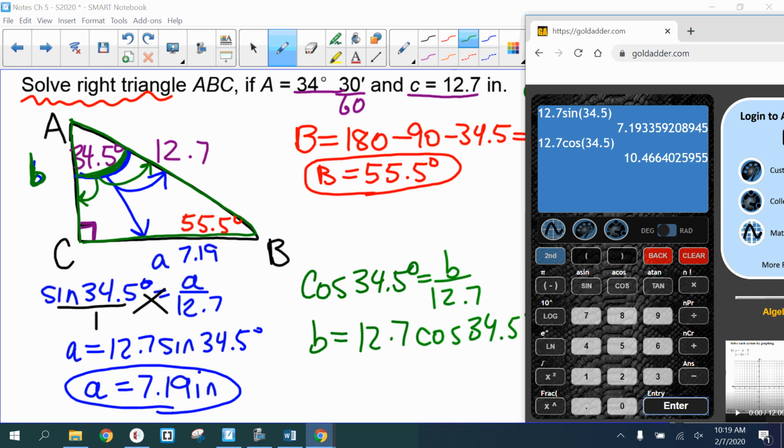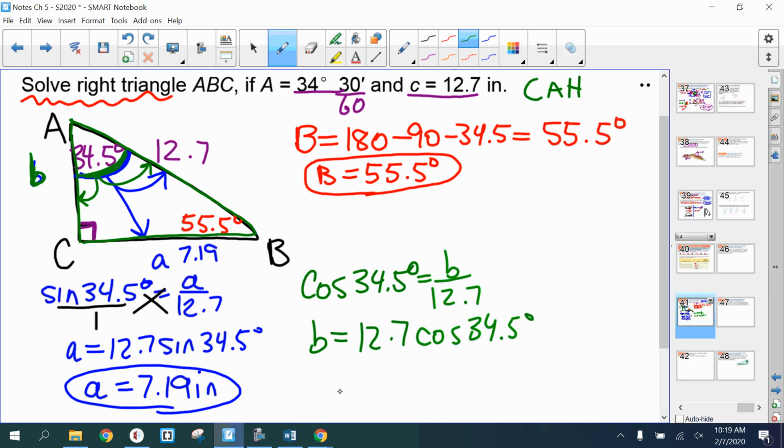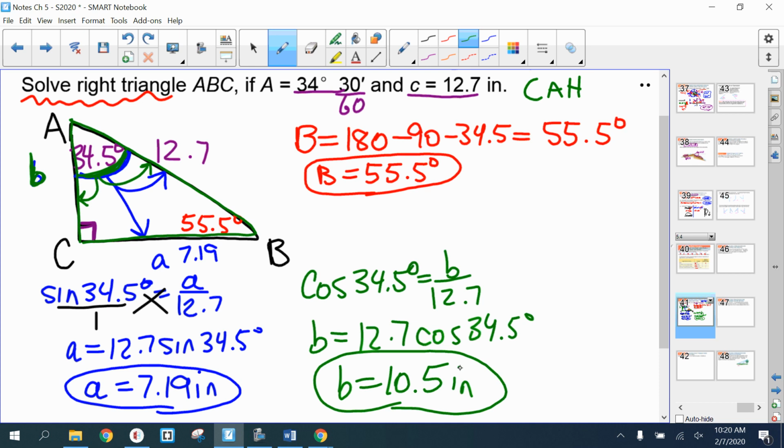According to the 3 sig figs, it'd be 10.5. A little bit that bothers me. I'd rather round off to 2 decimals every time, but it doesn't really matter. Just make sure you do what the question tells you to do. Round off to whatever it tells you to do. So once we've found all of the missing parts, we are finished. We have solved the triangle.